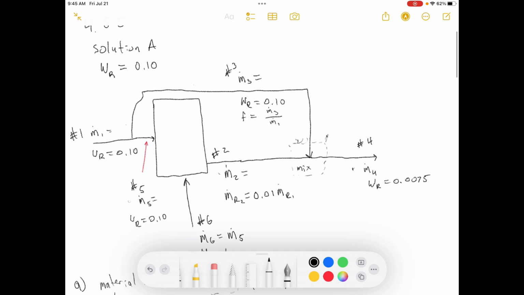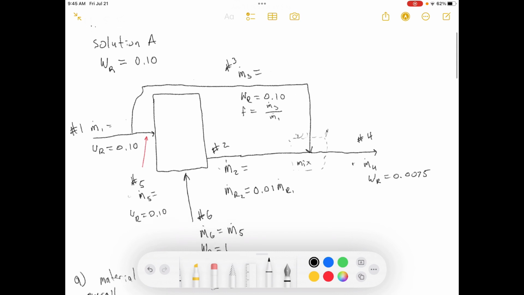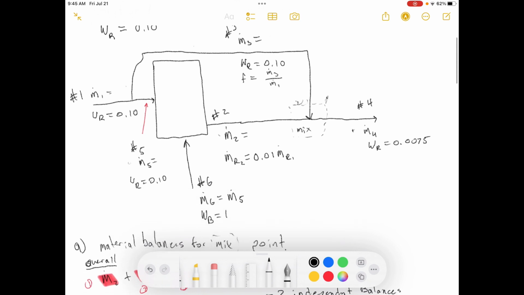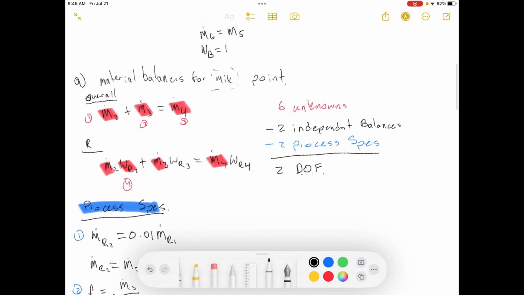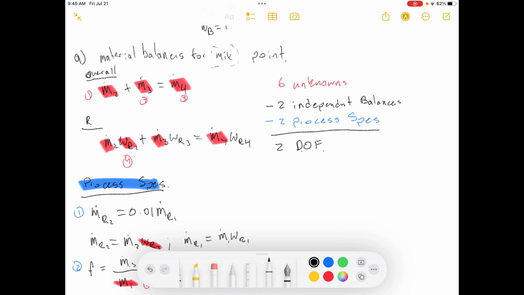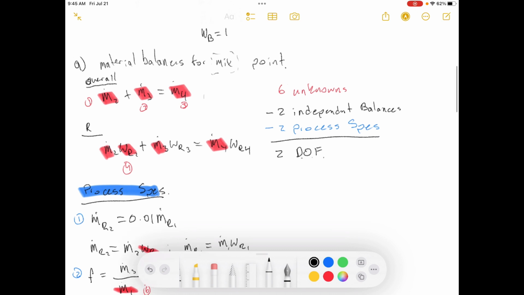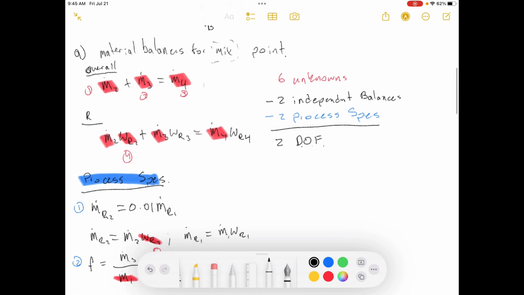So we did our flow chart and labeled the flow chart, so we got that there. Now we're doing the material balances for the mixing point. We can do our overall balance, and then we can do our R balance. The overall balance is pretty easy. We've got a certain amount going in and a certain amount going out, and this is just for the mixing point, again. Then you have a certain amount of R going into the mixing point and a certain amount of R going out of the mixing point.